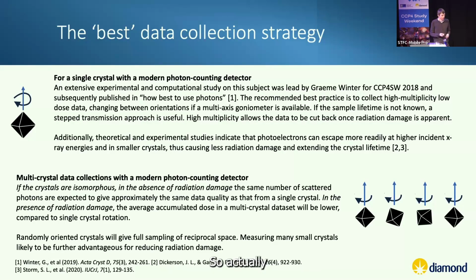We do have radiation damage, so actually the average accumulated dose in a multicrystal data set is lower. This is good. Now, if we've got randomly oriented crystals, this then gives us full sampling of reciprocal space. If we measure many small microcrystals compared to a large crystal, this is likely to be further advantageous in terms of reducing radiation damage.